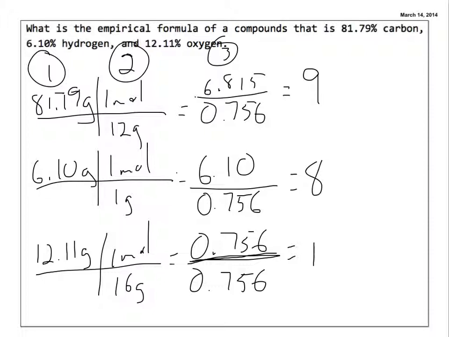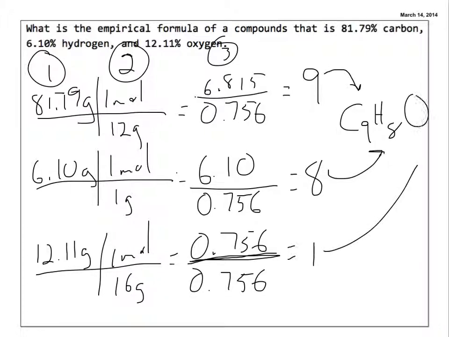So we take those numbers for each element and we put them into a formula. So C9H8, and there's the 9, the 8, and then O1. We just don't have to write the 1. Right, so that's the empirical formula for that compound.